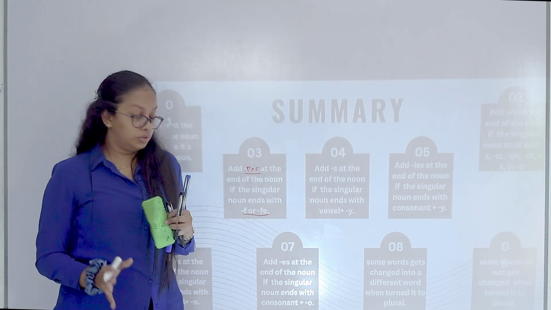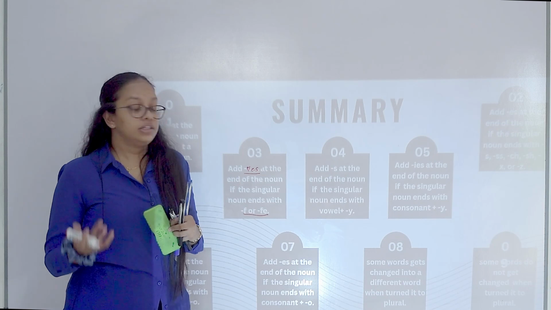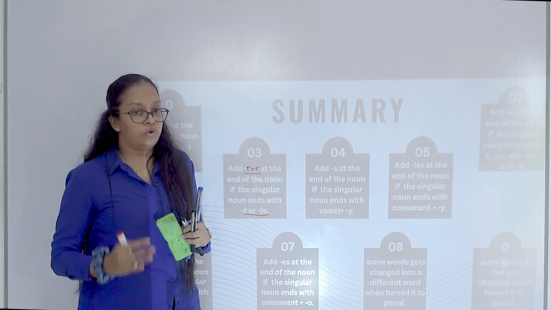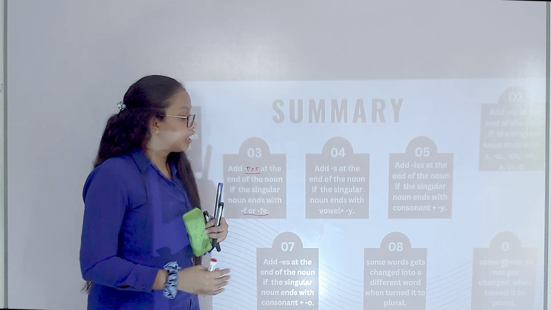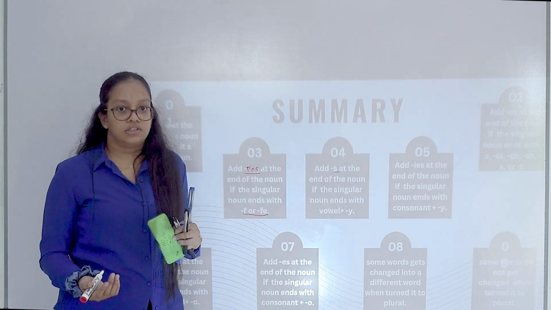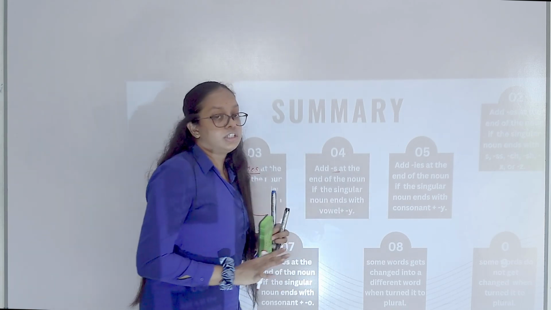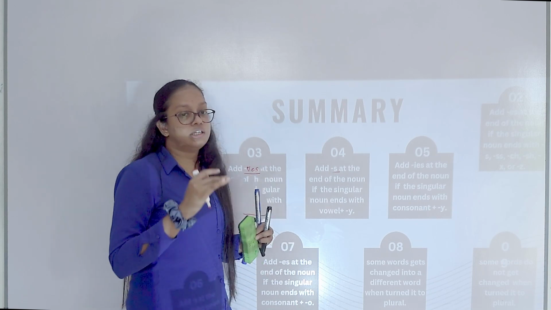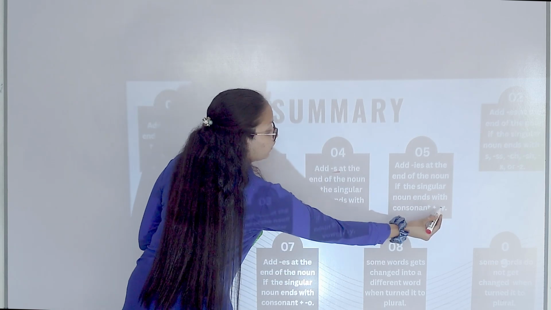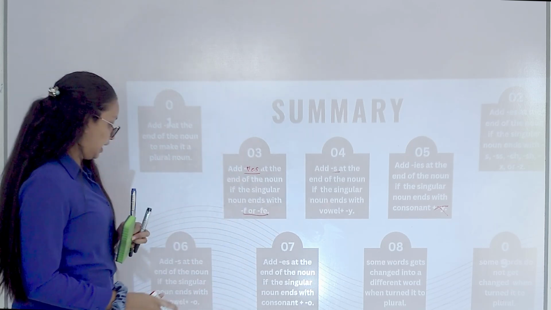The fourth rule we learned is if the noun is ending with a Y but the letter before the Y is a vowel letter. So the vowel letters are A, E, I, O, U. If the word contains a vowel letter before the Y, we are going to just add letter S to make it a plural. Next rule. If the noun is ending with a Y but the letter before the Y is a consonant letter, we are going to cut out the Y and add IES.